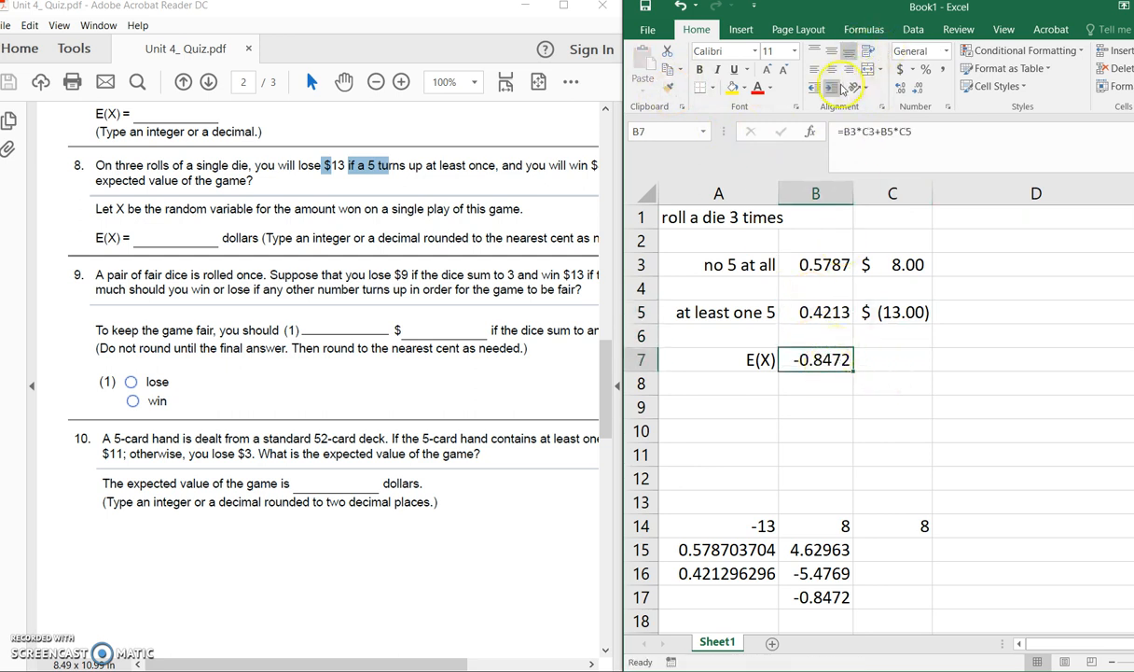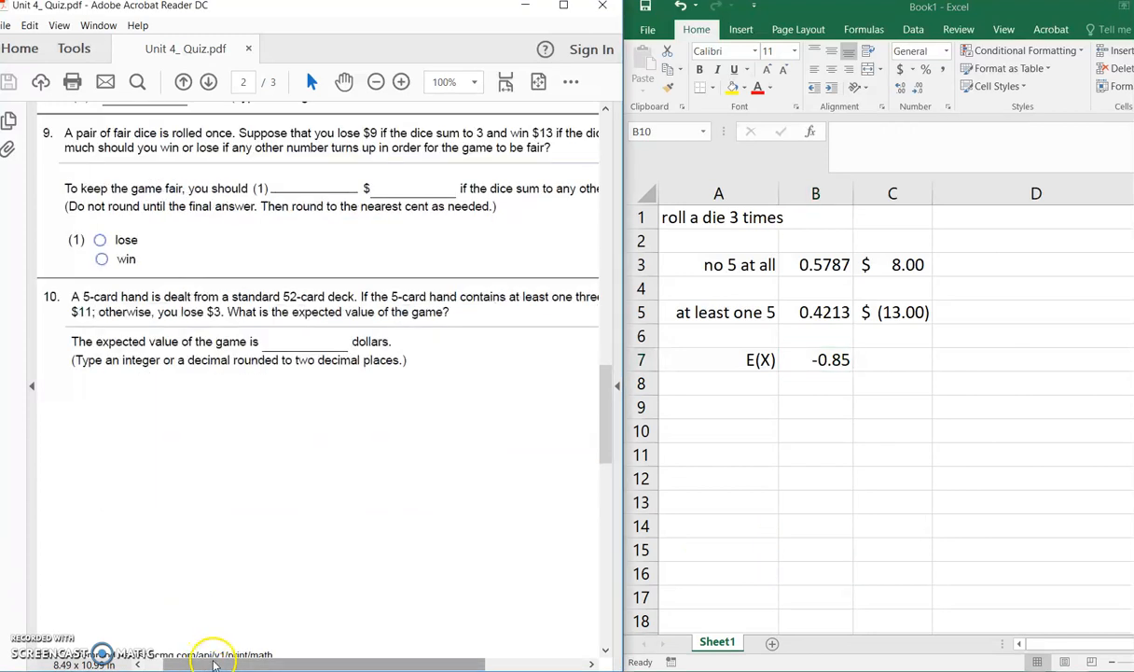So, and round it to 2 decimal places. So the expected value is negative 0.85, which means if you play this game, the expected outcome is that you're going to lose on average 85 cents. That's what it means. Number 9.